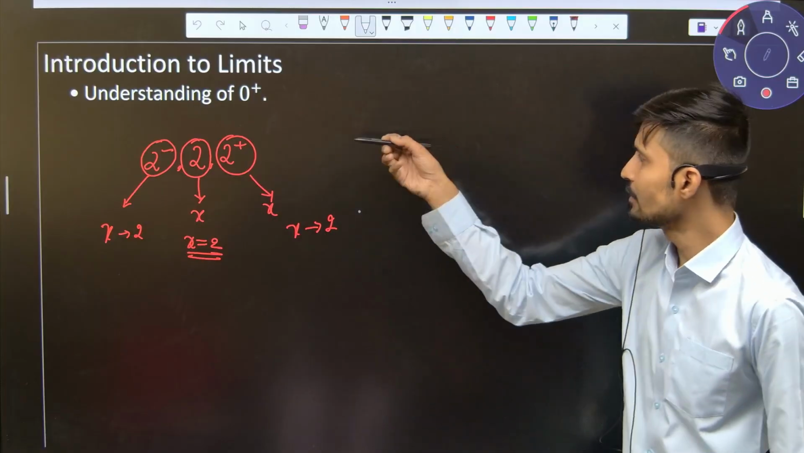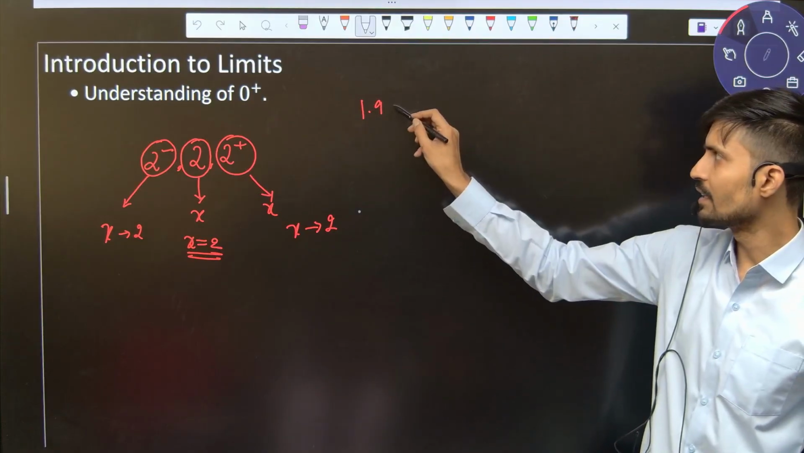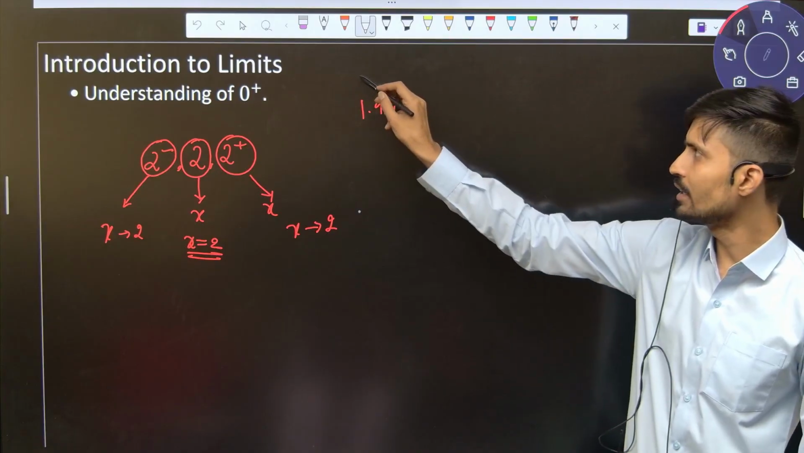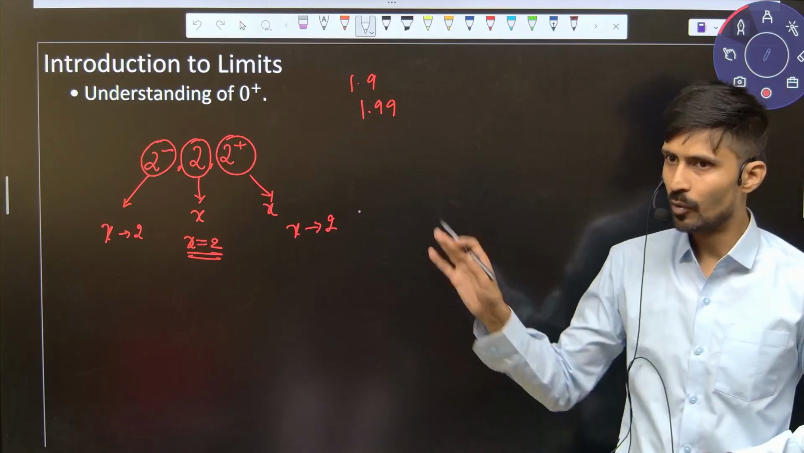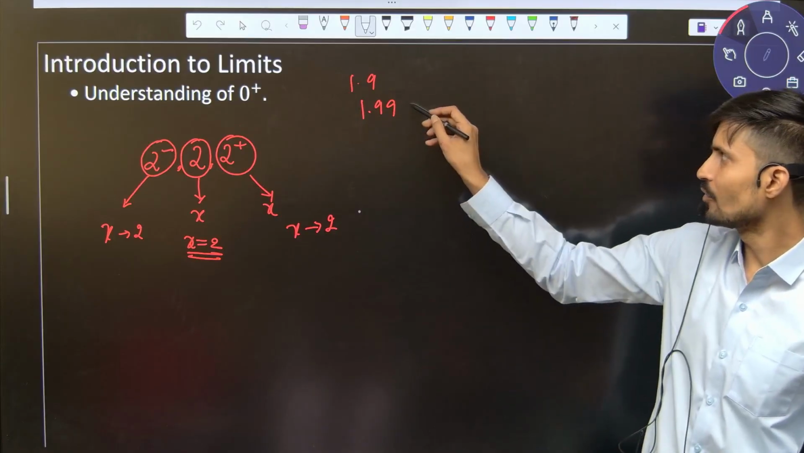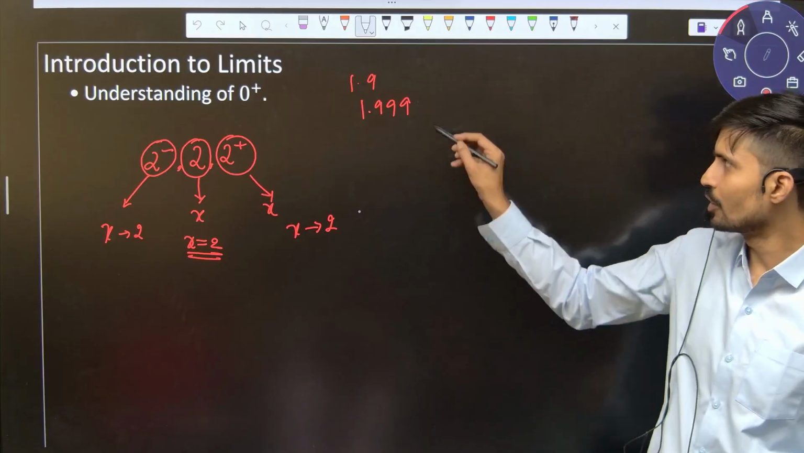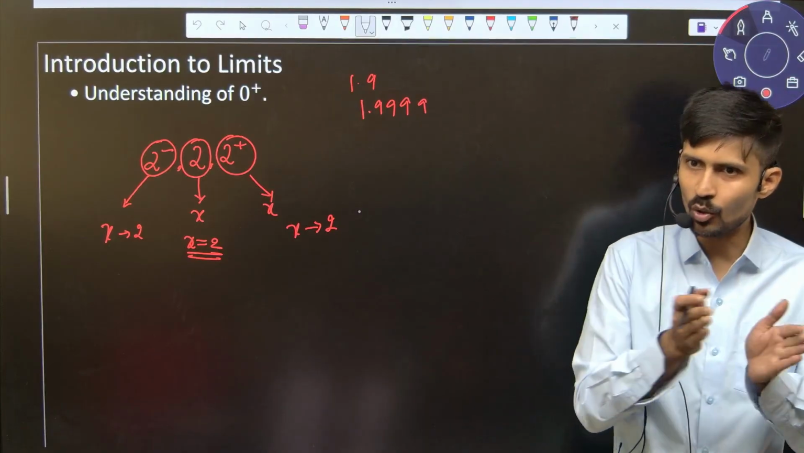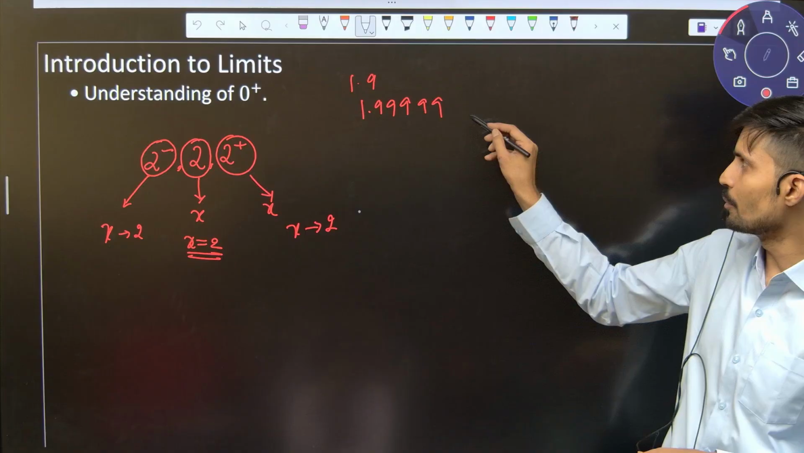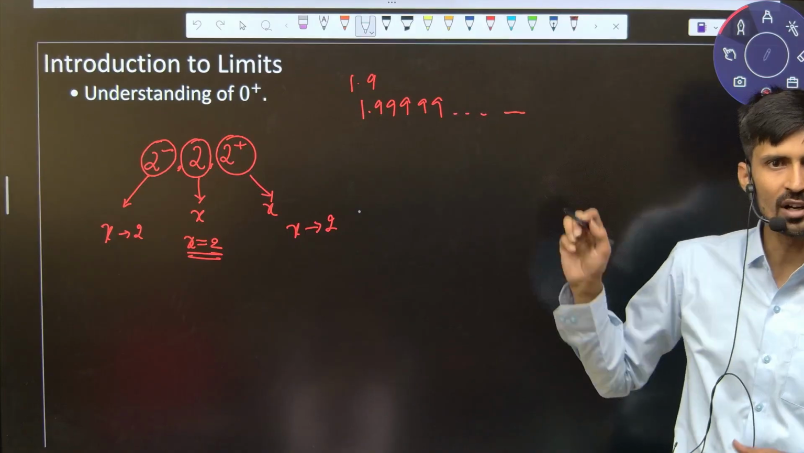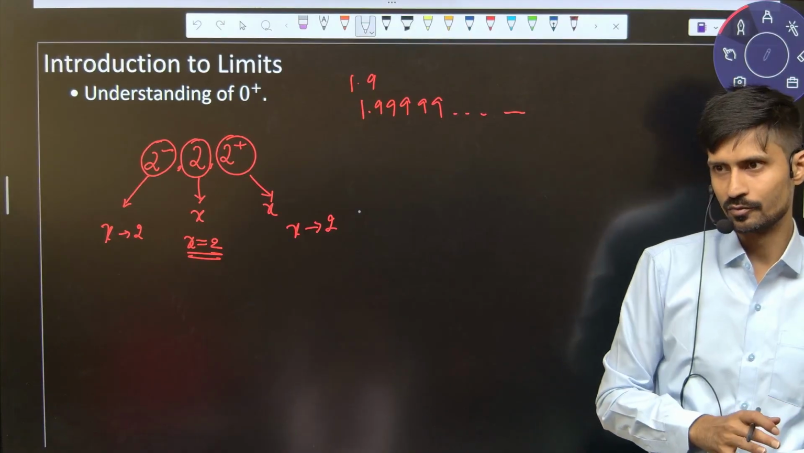Like if I am writing 1.9, and again I write 9, so 1.9 and 1.99, tell me which is more towards 2? 1.99. Yes or no? If I add one more 9, now tell me, it is moving more towards 2. Yes or no? If I put 9 again, it is closer to 2. Again if I put 9, closer to 2. So when I am putting 9999999999, what does it mean? It is moving towards 2, but it will never reach 2.